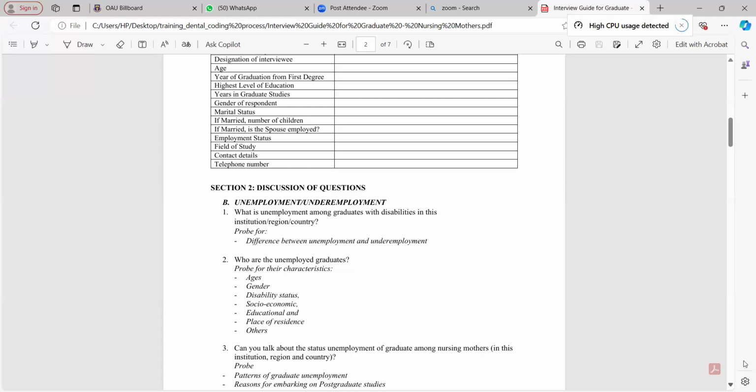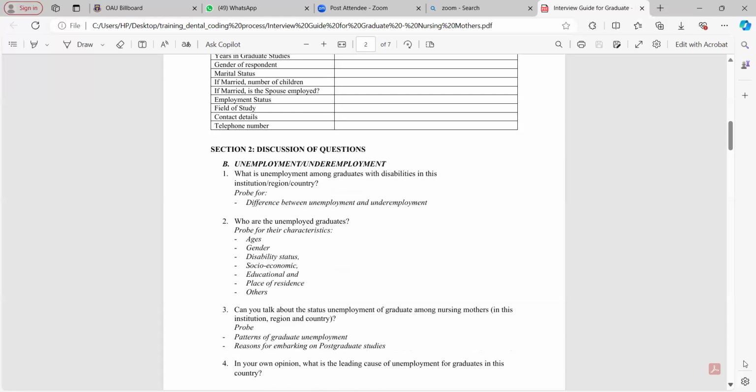Now, the second one is, who is the unemployed graduate? Or who are the unemployed graduates? If he has not touched on age, you are interested in age. So you say, okay, what age differences, or do you think age matters when it comes to unemployment? Can a 16-year-old graduate be unemployed? Can a 40-year-old be unemployed?